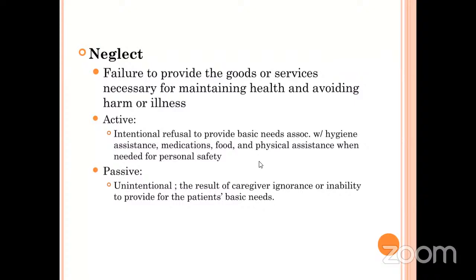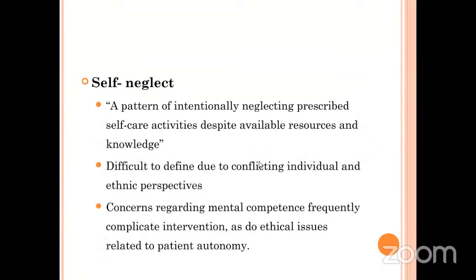There's also neglect. Now neglect can come in two forms. Altogether, it's a failure to provide the necessary services for maintaining the health of that older adult. It could be intentional, where the caregiver fails to provide that care, either refusing to help with their hygiene assistance, medications, food, physical assistance when needed, or it could be unintentional, which is just the result of the caregiver's ignorance or inability to provide the basic needs for that older adult.